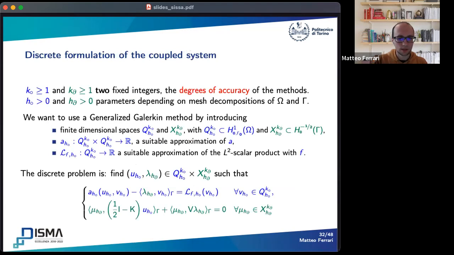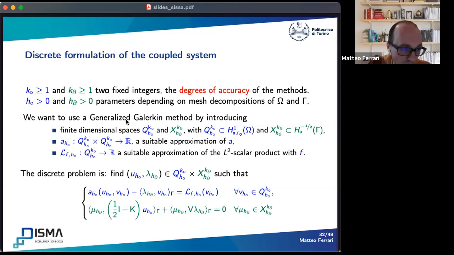Notation. Our discrete formulation is exactly like this. We have two independent degrees of accuracy and two independent meshes. One for the interior domain and one for the boundary. One associated to virtual element and one to boundary element.